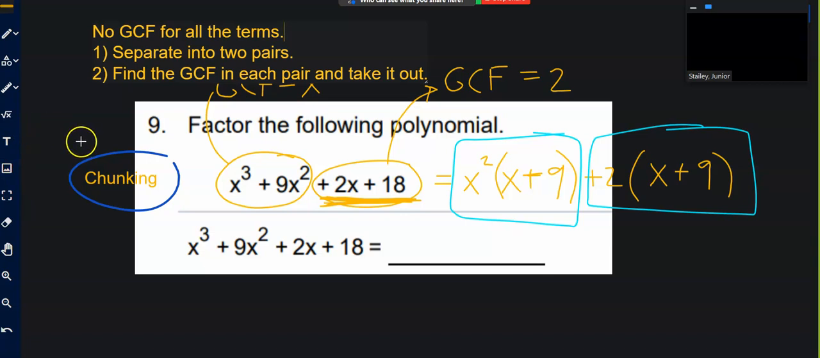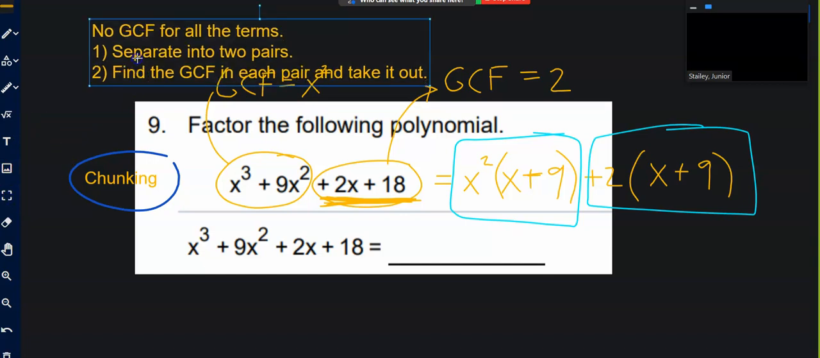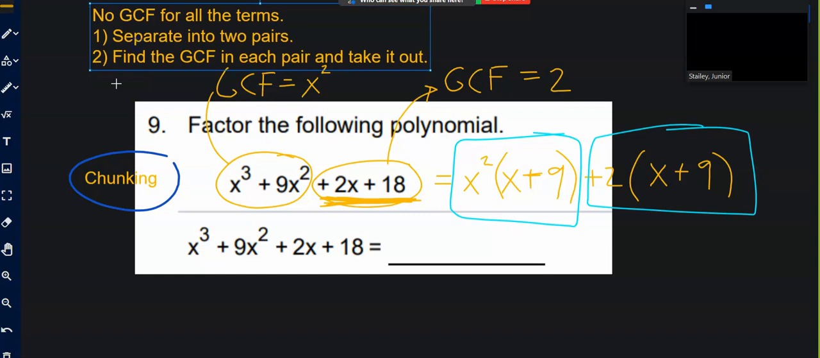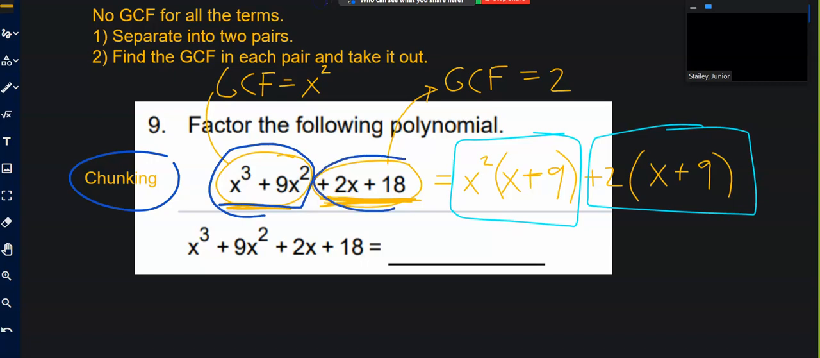With that being said, when I notice that there's no GCF for all the terms, then it's time for me to do something different. So I lumped these two sections together in the first group and then the second group. As you can see from number 1 up above, it says separate into 2 pairs. Well, after you do that, then you look for a GCF in each pair. The first one had an x squared, the second one had a 2.